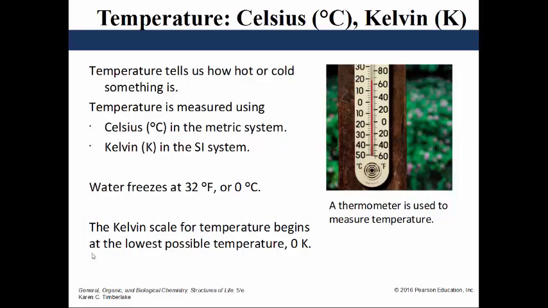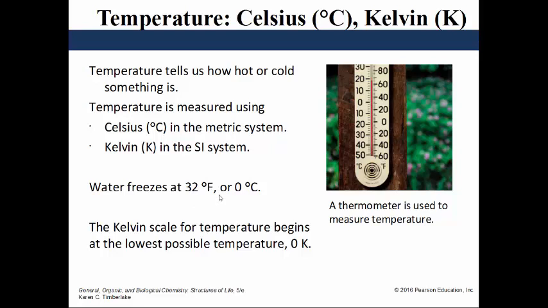Alright, next we'll move on to temperature. You'll be using either degrees Celsius or Kelvin. Now, the temperature will tell you how hot or how cold something is. So for the metric system, you'll use degrees Celsius, and for the international system, you use Kelvin. Now, water will freeze at 32 degrees Fahrenheit, and that's equivalent to 0 degrees Celsius. These are exactly the same temperature, just using 2 separate scales.